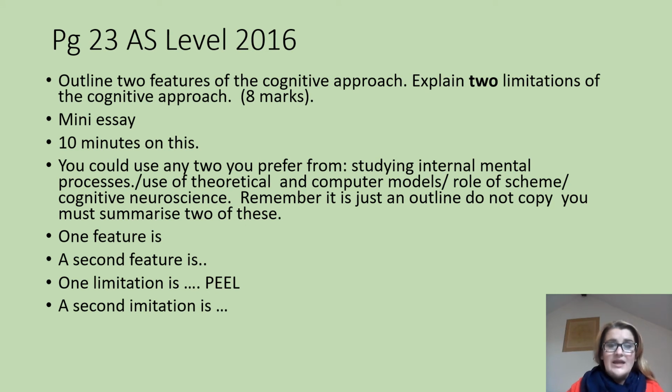Okay, now this next question on page 23, it's a mini essay. You can get 8-mark mini essays. So it's asking you outline 2 features of the cognitive approach, and only 2. You've not got time to do every single feature. And then 2 limitations, so 2 peel paragraphs there. You'd spend about 10 minutes on this, about 12.5 minutes if you get extra time. Pick any 2 areas you prefer. One is not better than the other.